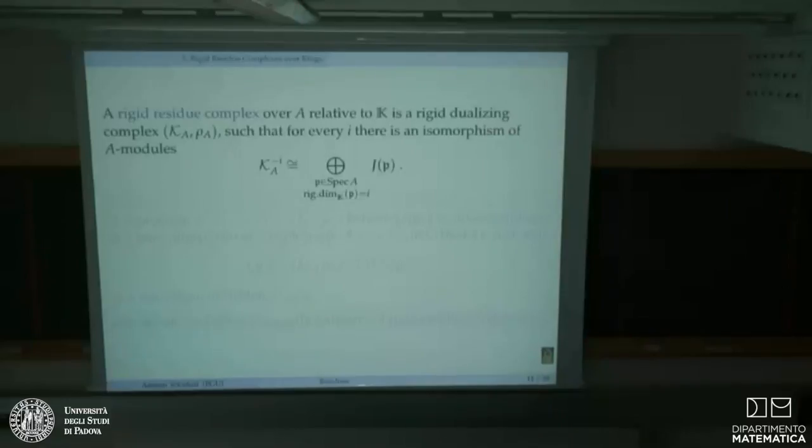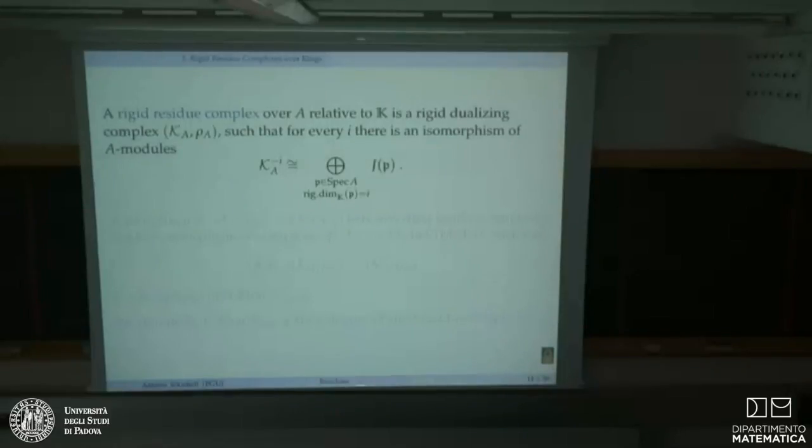Now, what I want to talk about is the rigid residue complex over A. This combines ideas of Cousin complexes from Residues and Duality by Grothendieck with this idea of rigidity. So what is a rigid residue complex? It's a rigid complex as before, but this K of A is not just a dualizing complex as before; it has a very particular shape. In degree minus I, it's a direct sum, with multiplicity 1, of every injective indecomposable corresponding to a prime ideal of dimension I. So this lives mostly in negative degrees. Over the integers, it could have a little bit in degree plus 1. It's a complex of injectives.